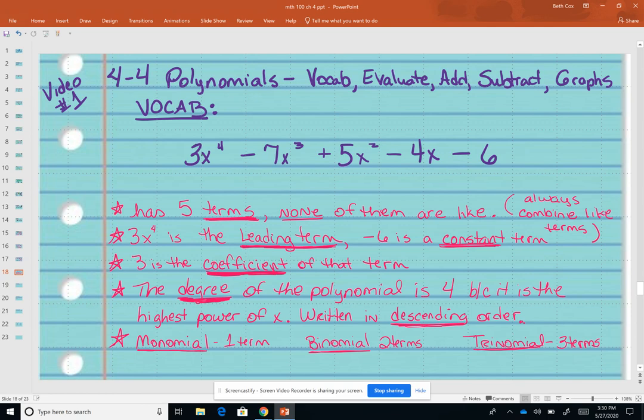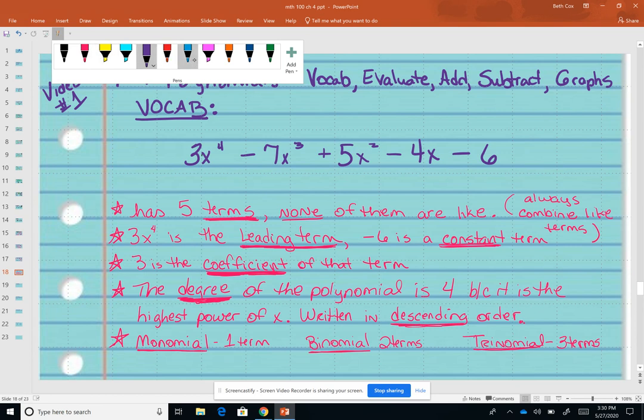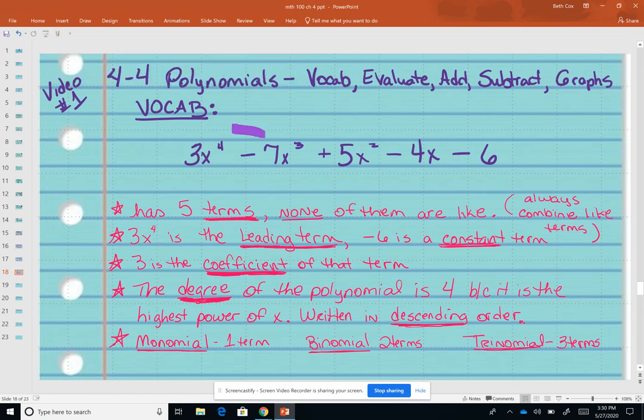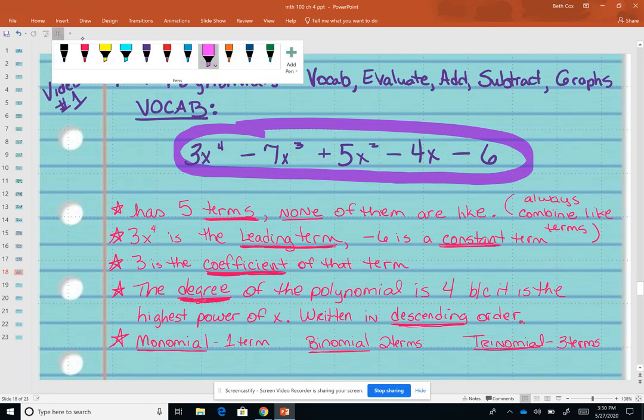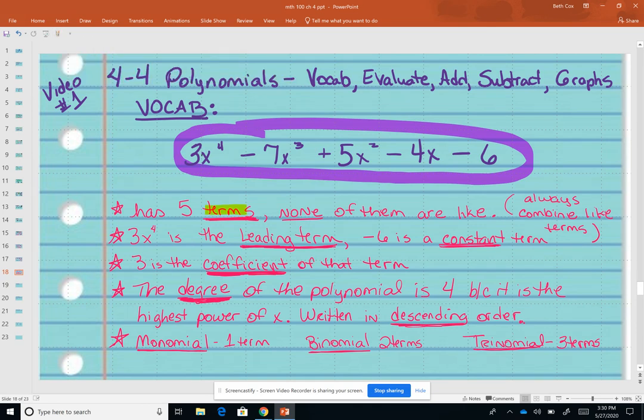This is an example of a polynomial. Now if you look, this polynomial has 5 terms, so hopefully that'll help you understand what a term is. It has 5 of them, and each one of those is a term. None of these terms are alike, because in a polynomial we combine like terms before we finish it. So it's not simplified if it's got like terms in it.